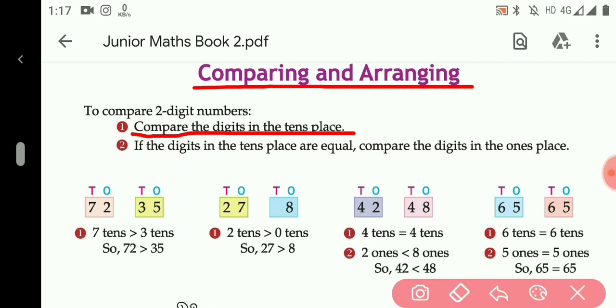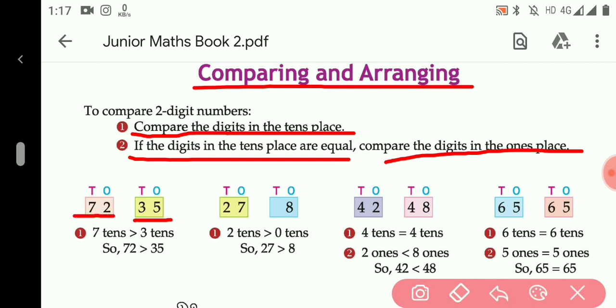If the digits in the tens place are equal, we will follow step 2. Compare the digits in the ones place. Which one is greater? Put the sign towards it. For example, in 72 and 35, first we will compare the 7 and 3. Which one is greater? 7. So the sign will come towards 72.